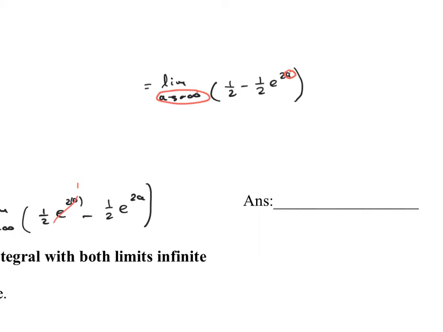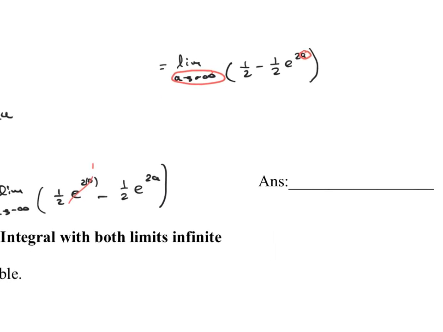I'm going to use some logic here. If I had a negative number, I would have a negative exponent. So the exponent 2 times a would be negative. That would be the same thing as throwing that in the denominator. And e to the 2 times a, that number would be getting bigger and bigger and bigger. So my denominator is getting bigger, which means that entire term would be approaching 0.